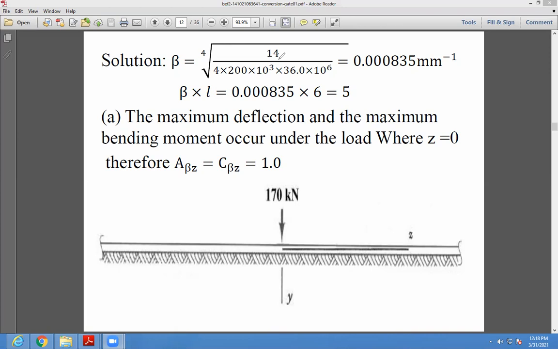Yes, sir. Correct. So the unit is mm raised to minus 1, that is 1 divided by mm. Next we have to find beta L. Length is given, beta into L, so multiply by the length of the beam or foundation. That is 6. We get 5.